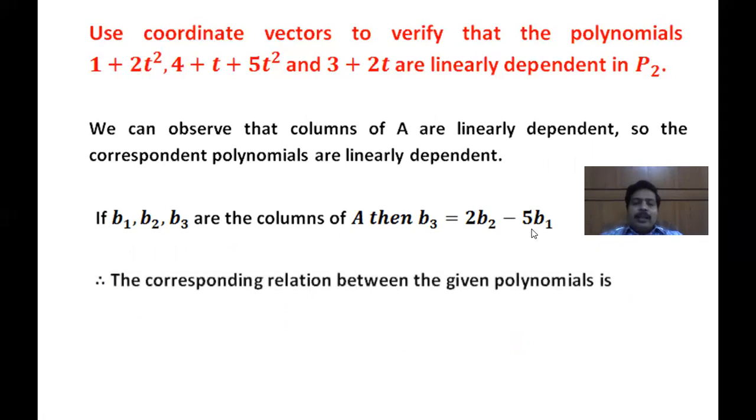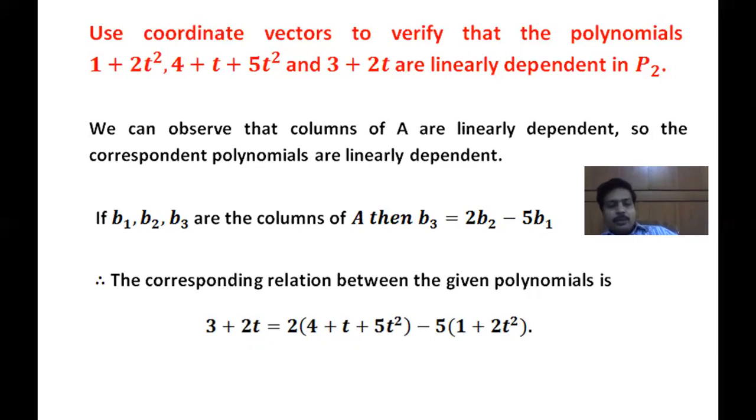So the corresponding relation between the given polynomials is also the same. B3 corresponds to the third vector, so the third vector is 3 plus 2t. 3 plus 2t is equal to 2 times (4 plus t plus 5t square) minus 5 times (1 plus 2t square).